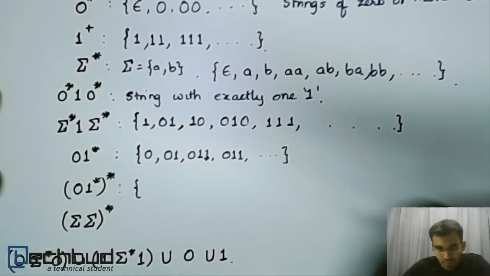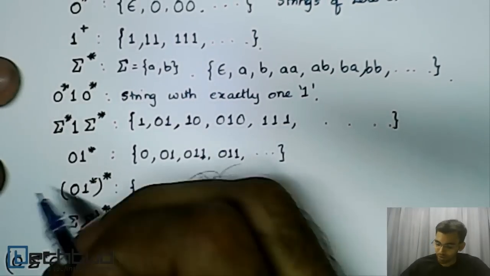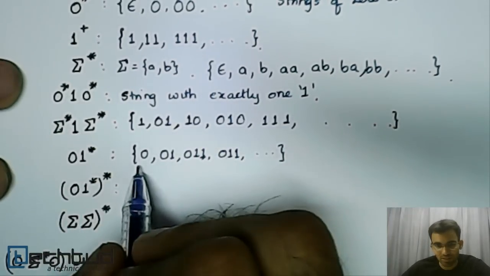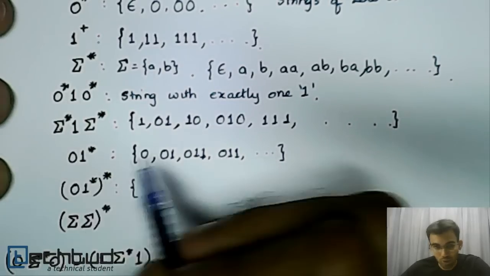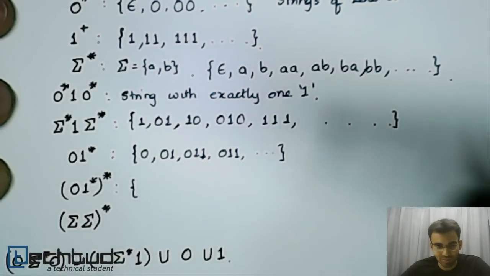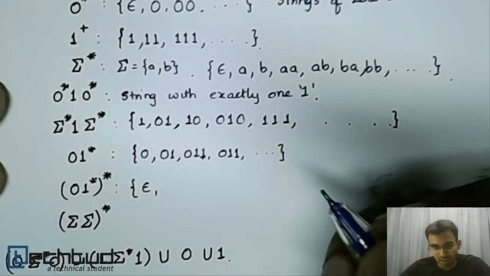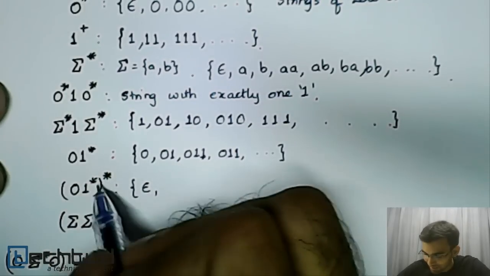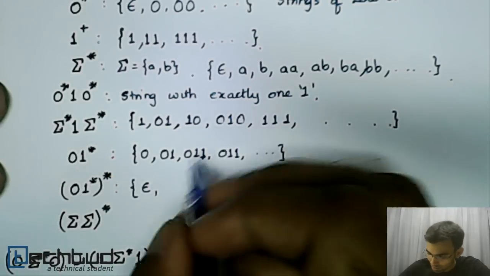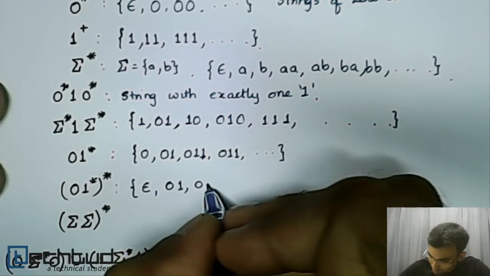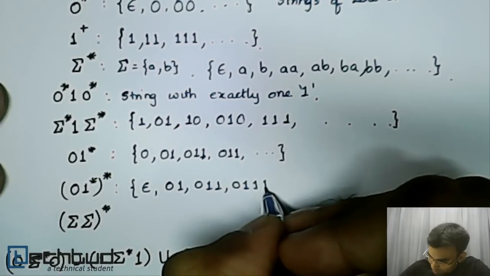0, 1 star. So let's look at it in two stages. 0, 1 star is essentially the set of strings as described here. The whole star will add epsilon to the entire set. So you have epsilon, then you can have a single occurrence of 0, 1 star, that is exactly this set. You can have 0, 1, 0, 1, 1, 0, 1, 1, 1, and so on.